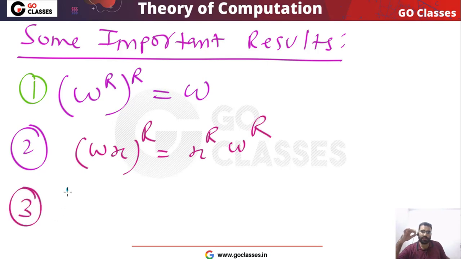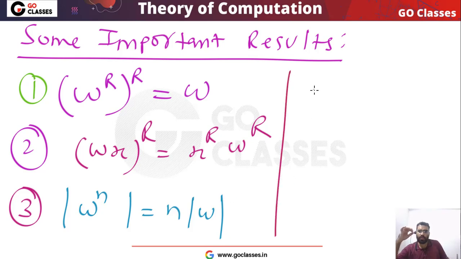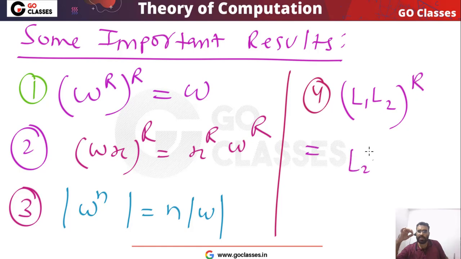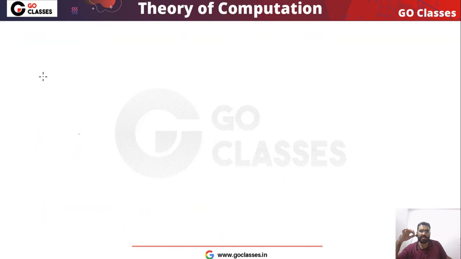Also, we have seen the cardinality of w power n will be n times the cardinality of w. The fourth important result is that if you have any two languages, L1, L2, then (L1 L2) reverse will be equal to L2 reverse, L1 reverse. These results we have seen.